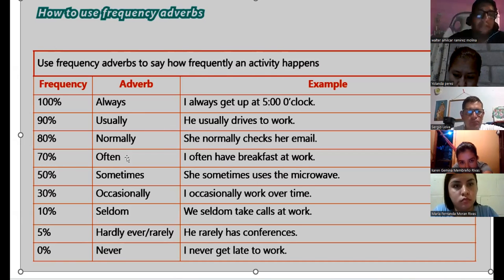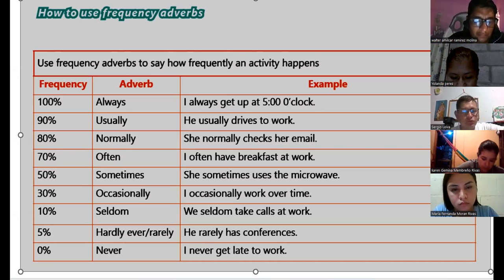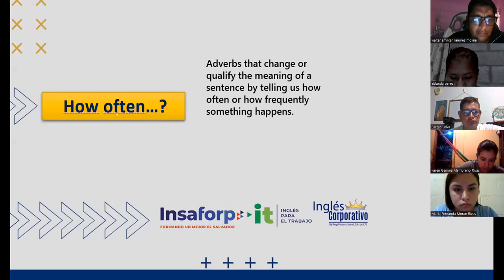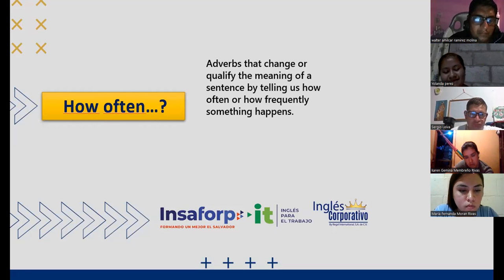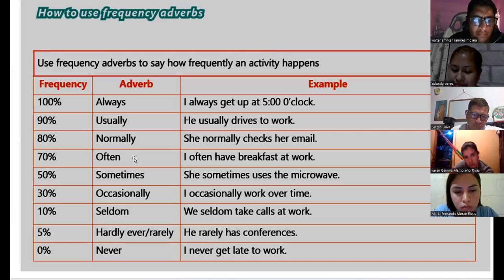Then we have often. Often is less than normally. Y often, si se fijan, es la misma palabra que usamos con la pregunta con qué frecuencia. Nosotros lo traducimos con qué frecuencia, pero en realidad estamos preguntando qué tan a menudo. ¿Qué tan seguido? ¿Ok? Eso estamos preguntando acá. Entonces, often significa eso, a menudo. ¿Sí? A menudo. O seguidas veces. ¿Ya? Seguido.